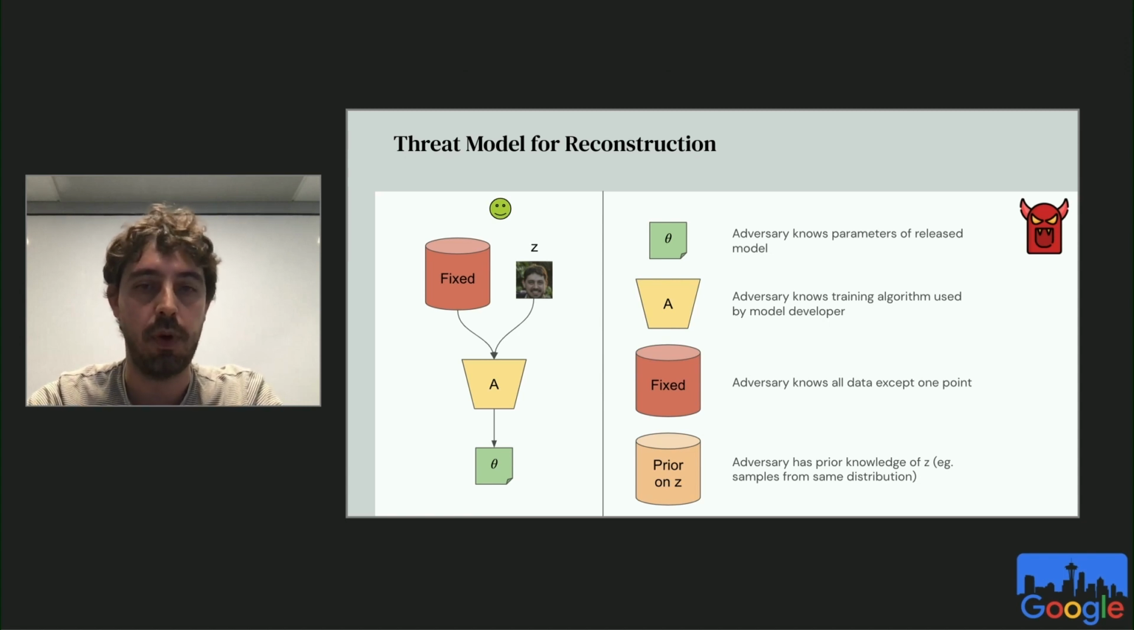So under this threat model, where the adversary might have a different prior that is more diffuse than the usual differential privacy one, we can perform these sorts of attacks as shown in the next slide.